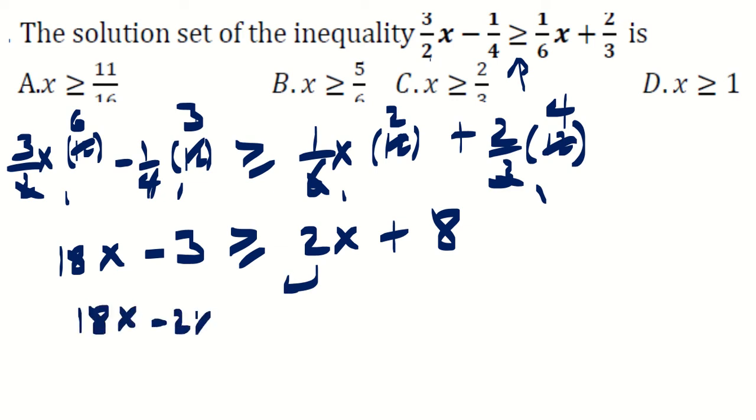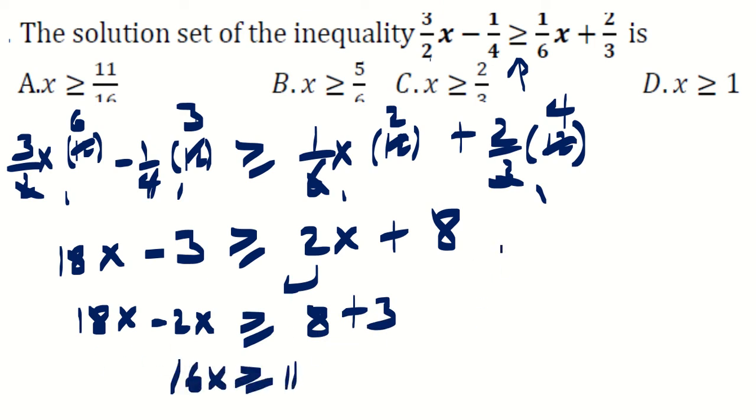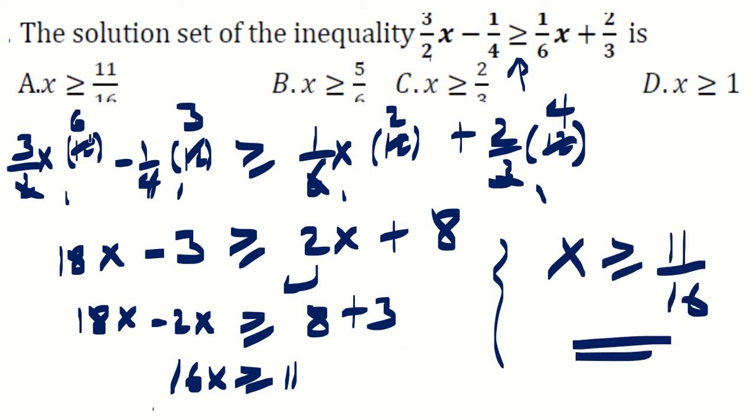18x minus 2x is greater or equal to, the 3 will go there, 8 plus 3. Here the difference is 16x is greater or equal to 11. Therefore, divide by 16 on both sides. So x is greater or equal to 11 over 16. So the answer is found in A.